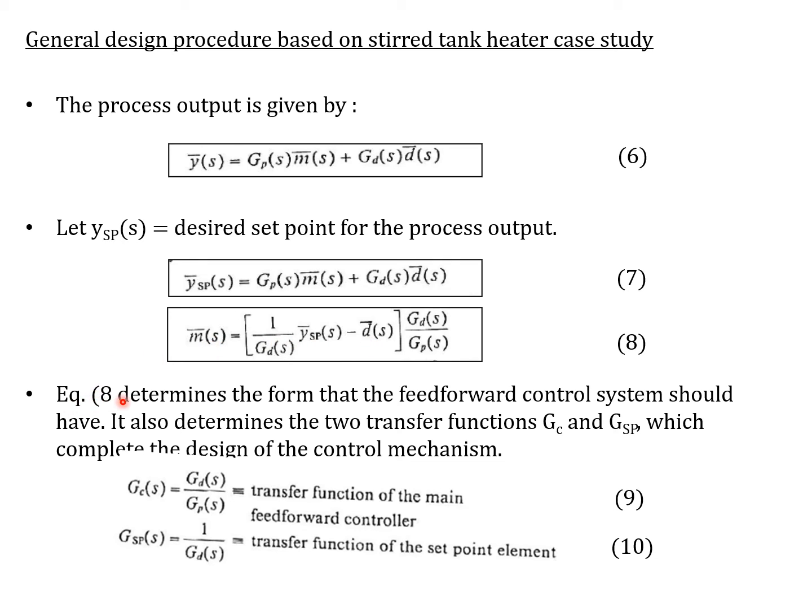And so equation 8 determines the form that the feed-forward control system should have. It also determines the two transfer functions GC and GSP, which complete the design of the control system. This GC is the transfer function of the main feed-forward controller, which is given by GD over GP, and GSP is the transfer function of the set point element, which is given by 1 over G. So we have the set point element and the main feed-forward control equation in general form.